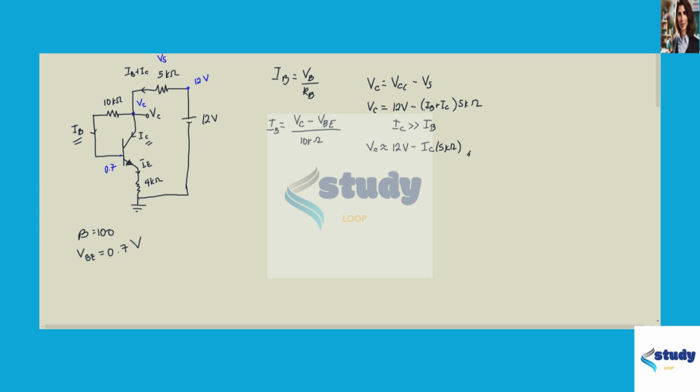Now let's put in a third equation, and that is the relationship between the current in the base and the current in the collector, which is given by IB is equal to IC over beta. Now, substituting the second and the third equations in our first equation, we'll get the current in the base as equal to 12 minus 5 kilo ohm IC minus VBE over 10 kilo ohms. Now, IB from the third equation is equal to IC over beta.